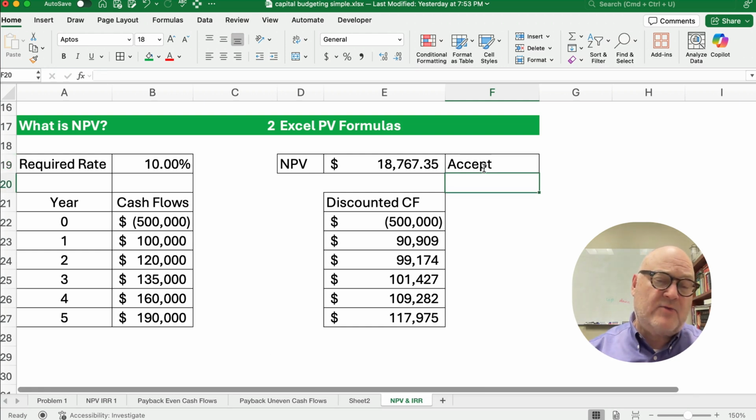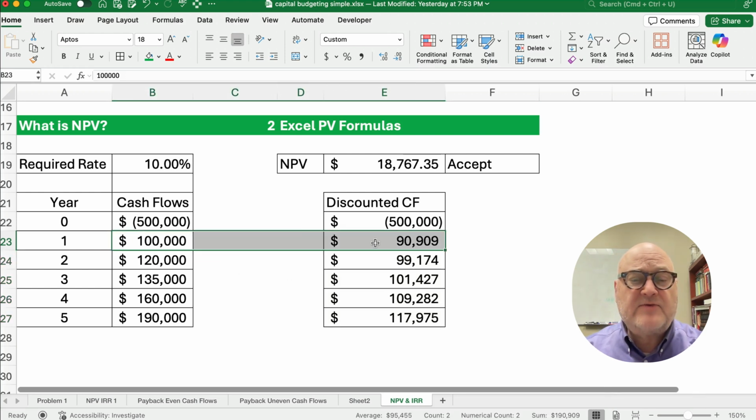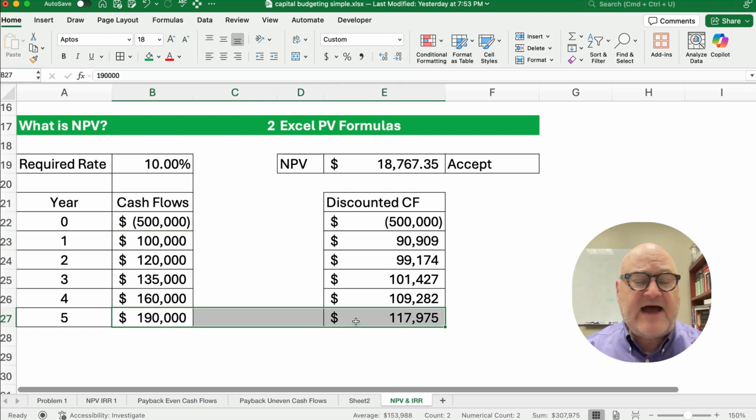So you can do it either with the net present value formula, or you can do a combination of lots of present value formulas and calculate this with a schedule, and somebody can see, oh, this 100,000 is worth only 90,900 today. This 190 5 years from now is only worth 117,975 today. So two different good ways to calculate net present value in Excel.